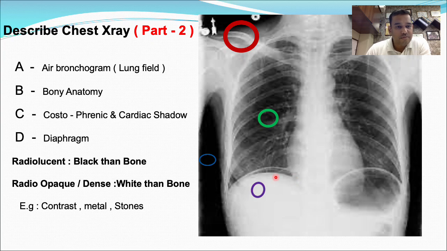One important thing, as I already told you: what is radiolucency? Radiolucency is when something is blacker than the bone. If you pick up this bone, it is slightly radiolucent as compared to this bone. Something that is more white than the bone is called radio dense or radio opaque. An example is contrast, a metal in the patient, or a stone.